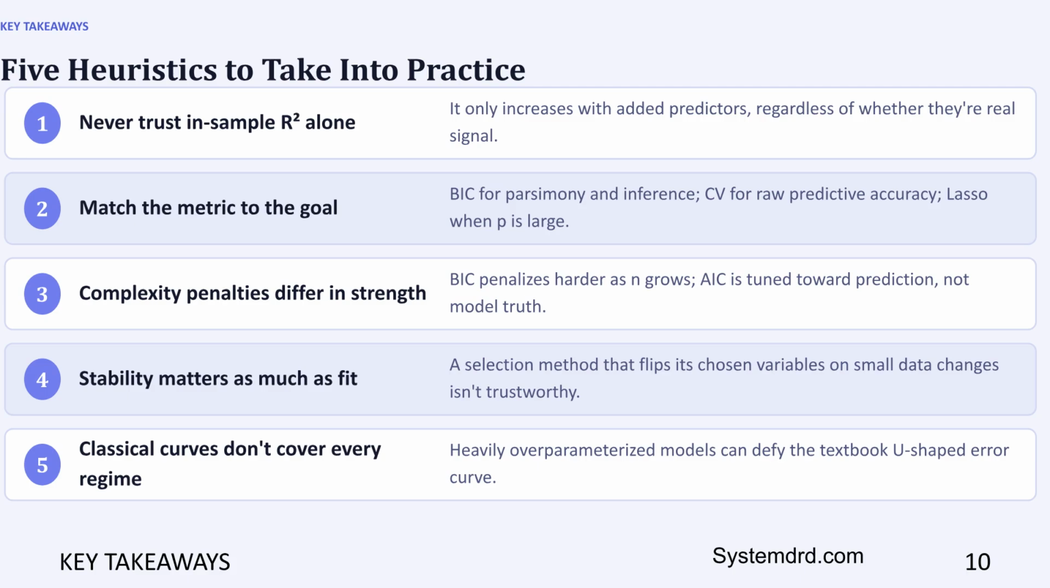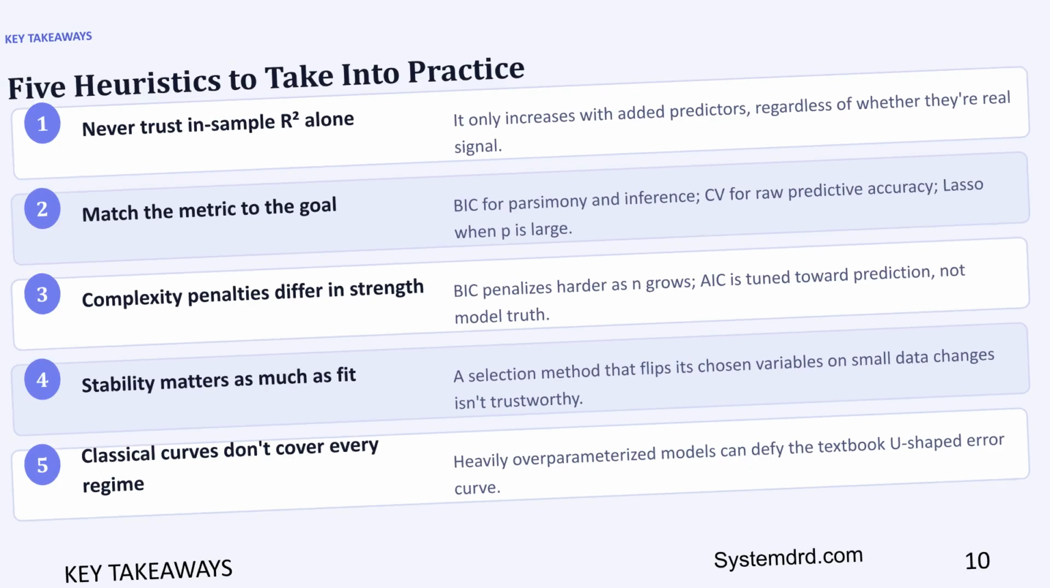And 5. Classical curves don't cover every regime. Heavily over-parameterized models can defy the textbook U-shaped error curve, so don't assume double descent can't happen to you just because it wasn't in the textbook you learned from. Those 5 ideas, more than any specific formula, are what I'd want you to remember 6 months from now.